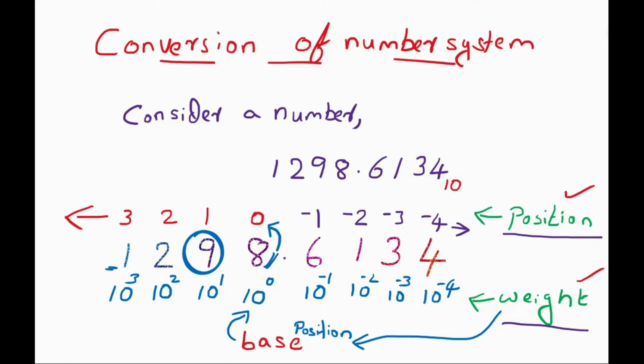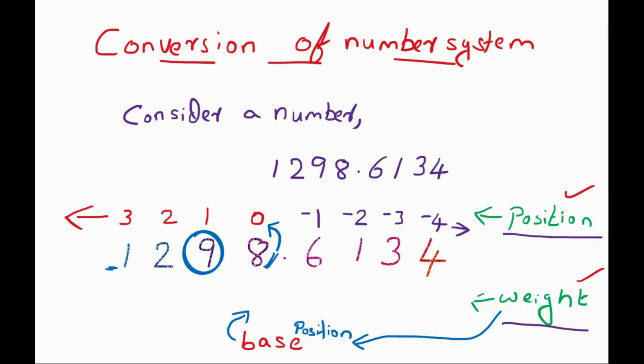So if this number was a hexadecimal number, then there will be a small change in the respective weights. We will see how it will work. So suppose it is to the base 16. That means it is a hexadecimal number.